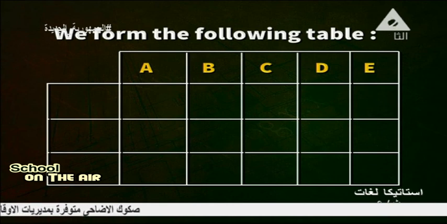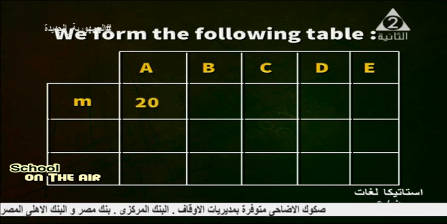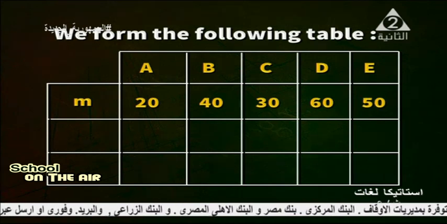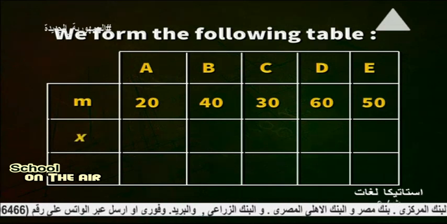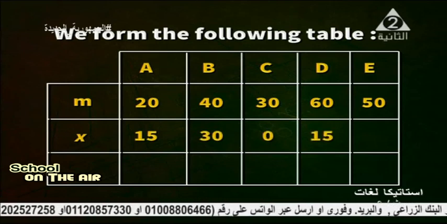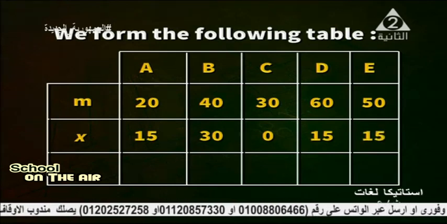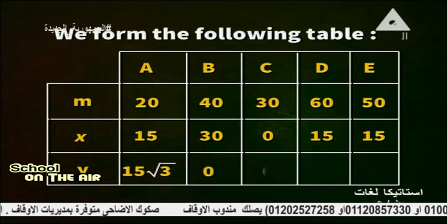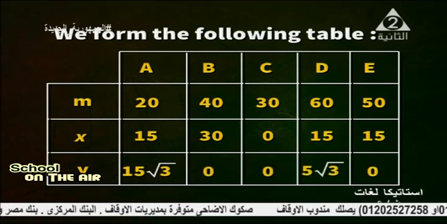We form the following table: A, B, C, D, and E, the points on which the masses act. The mass at A 20, B 40, C 30, D 60, and E 50. X coordinate at A 15, at B 30, at C 0 (the origin point), at D 15, at E 15. Y coordinates 15 root 3, 0, 0, 5 root 3, 0.